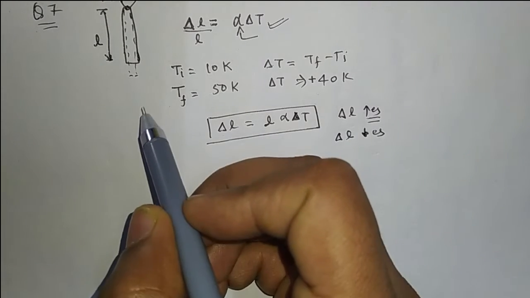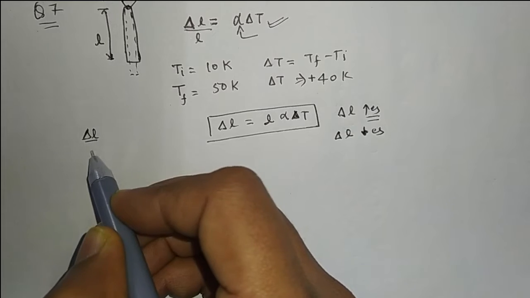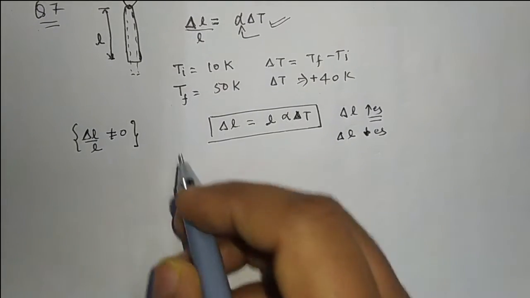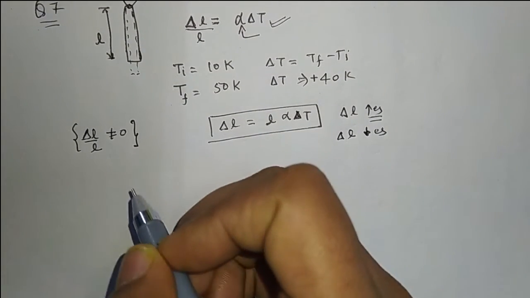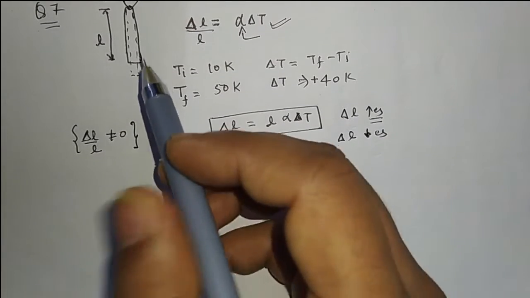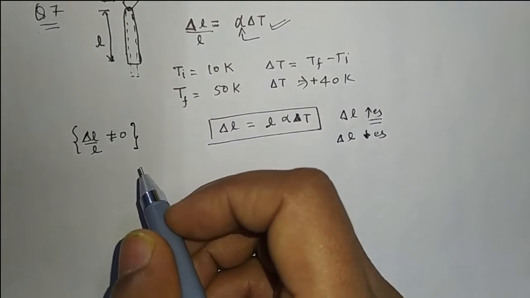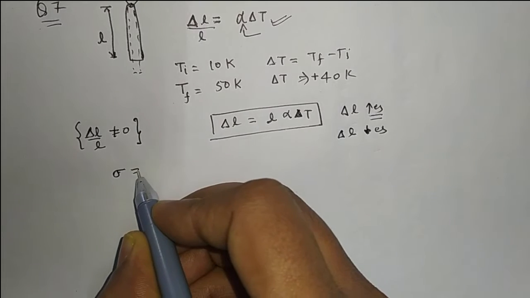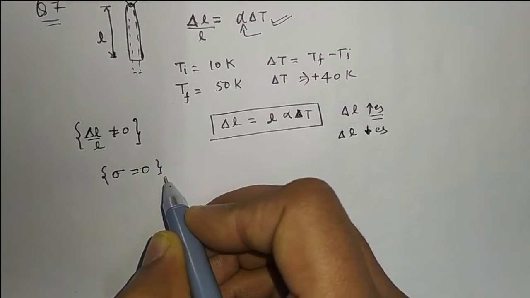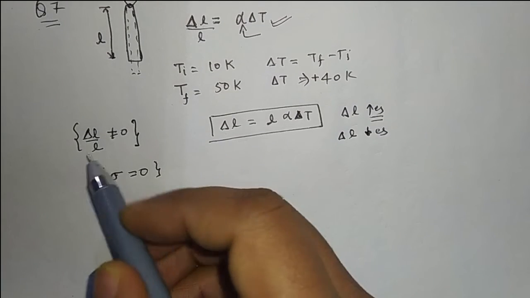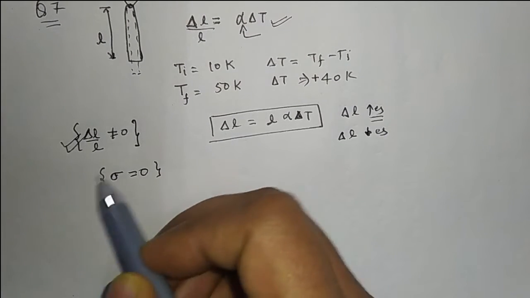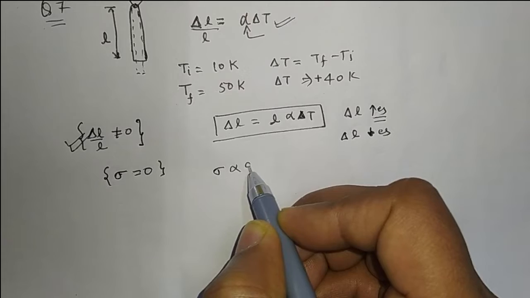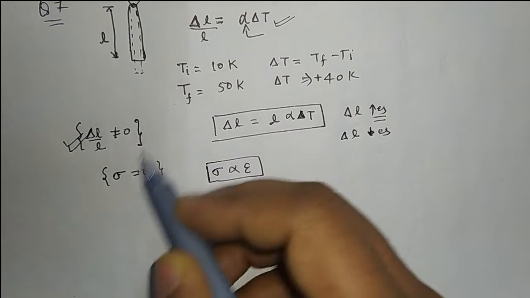So we can see that a strain will be produced. Delta L by L will be some value not equal to 0. But as there is free expansion, the rod is allowed to expand freely, so there will be no stress. Stress will be equal to 0. Why? Somebody will say, if there is a strain, why not a stress? Here we don't have to apply Hooke's law, stress directly proportional to strain. This is not valid for thermal strain cases.